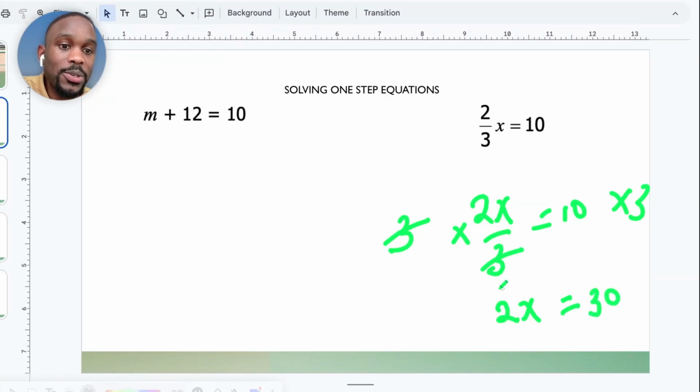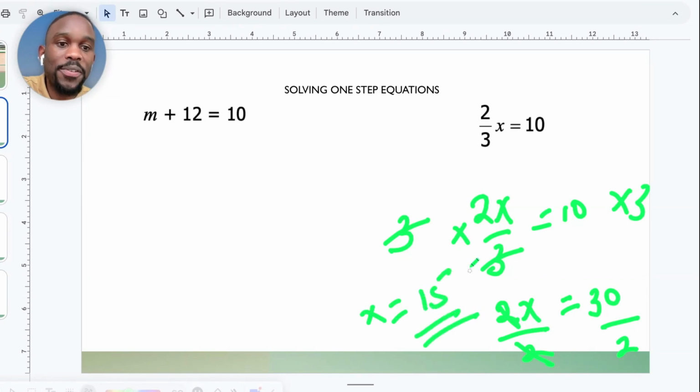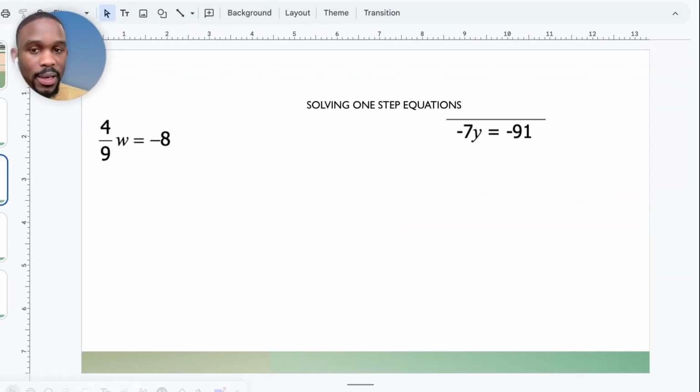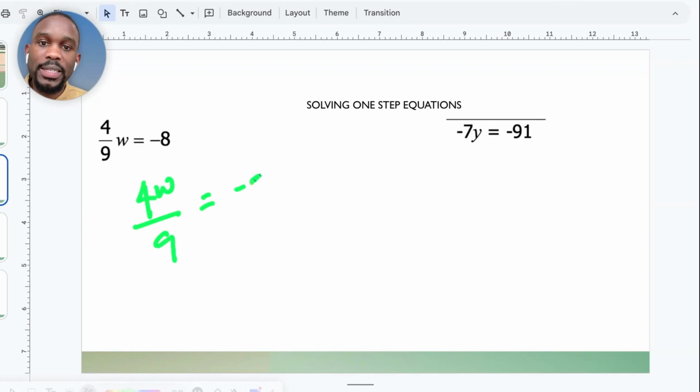So we're left with 2x being equal to 30, right? And then to undo this 2, which is the coefficient of x, we divide both sides by 2. These 2s cancel, and then you'll have x being equal to 15. So that's another way, if you don't want to find the reciprocal and multiply both sides of the equation by the reciprocal of the fraction. All right, so let me rewrite it here, having 4w out of 9 being equal to negative 8.